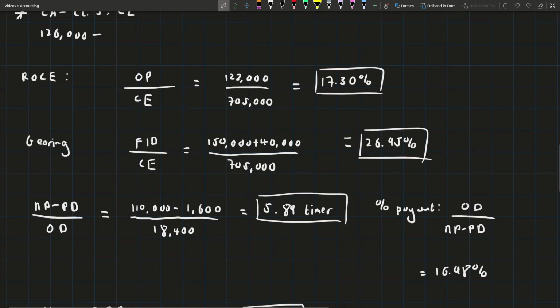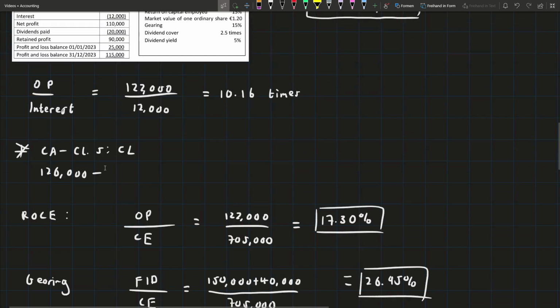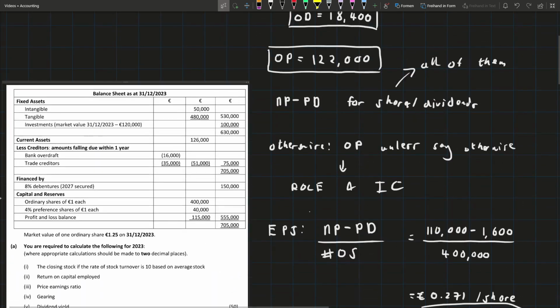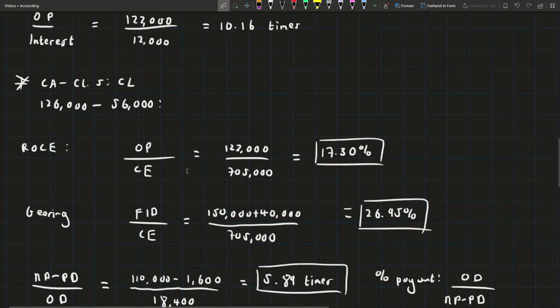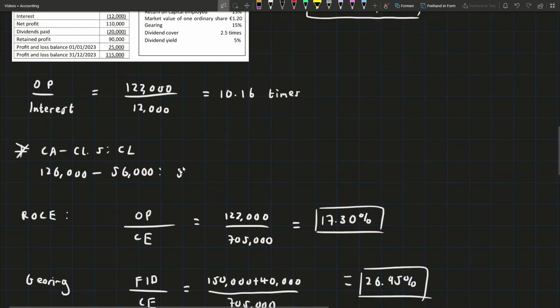Now that we know what our closing stock is, we can finish off this acid test ratio, so minus 56,000. And that is to the current liabilities, which is 51,000 here in total, you can see. Then you subtract them and you get 75. So this is 51,000. And again, this tells us how easily we will be able to pay off our current liabilities.